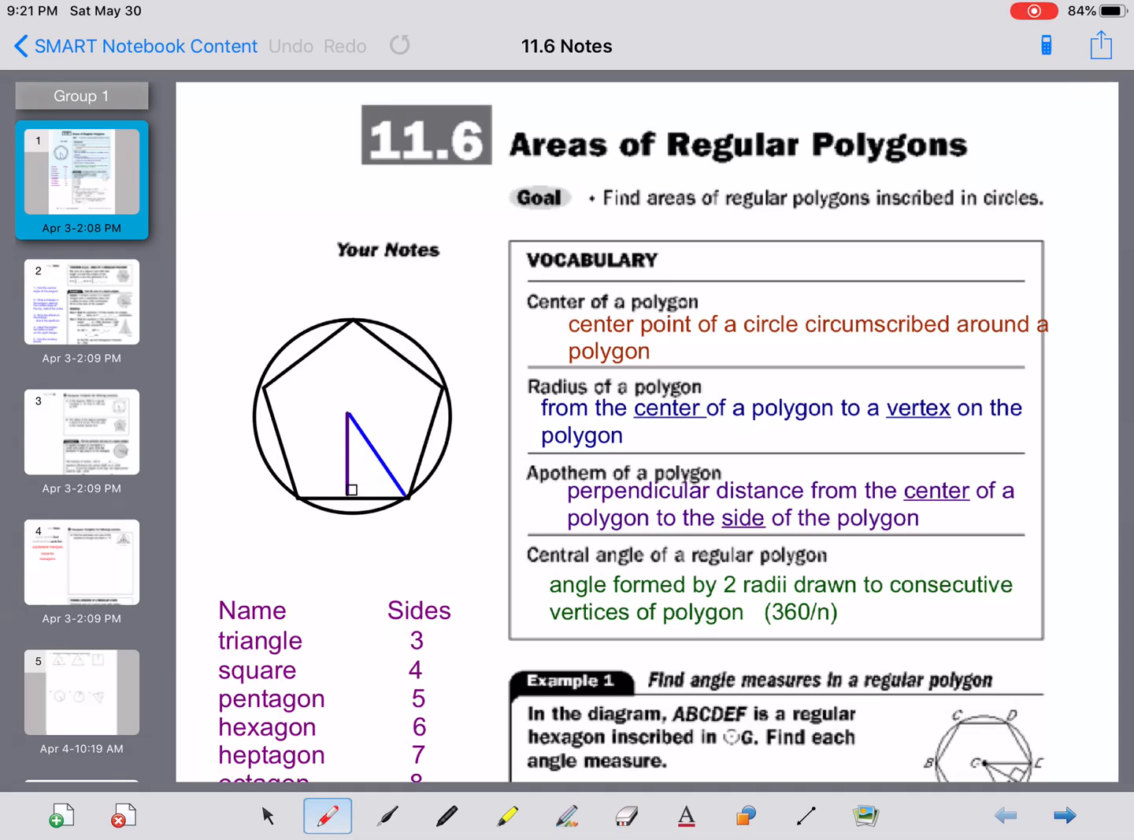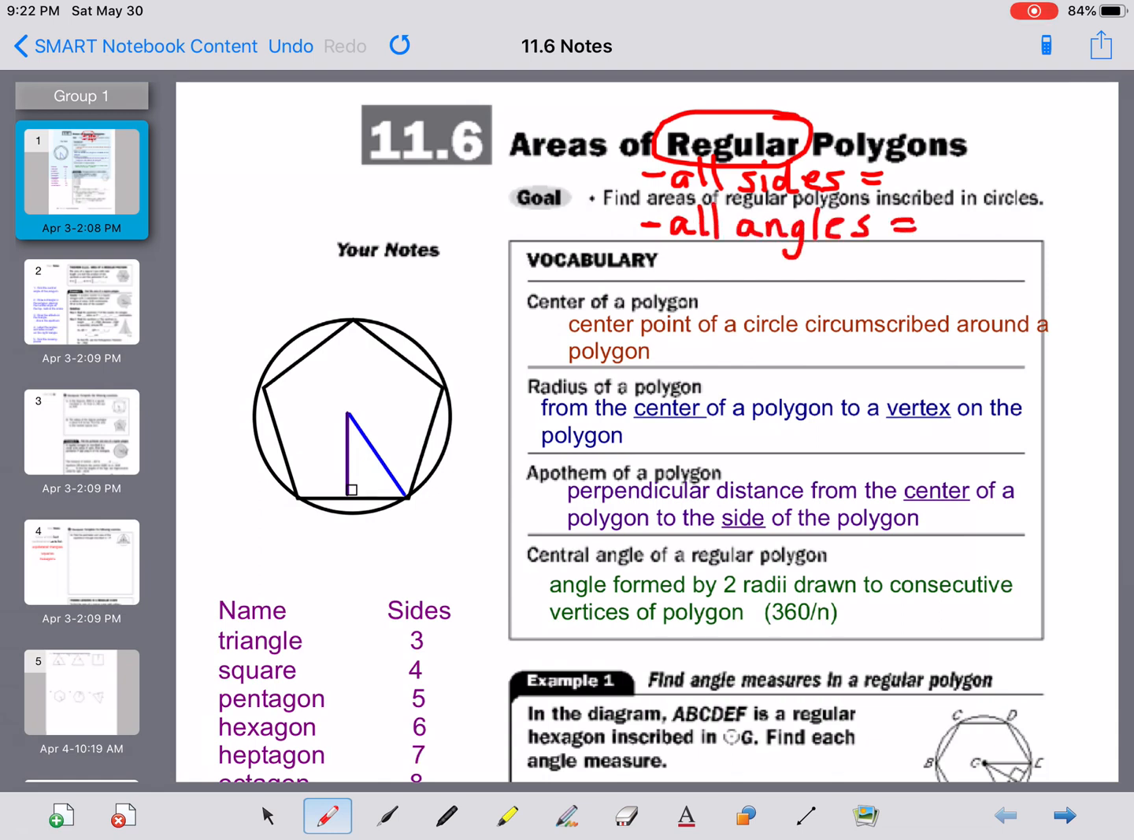11.6 Areas of regular polygons. And once again, this little word pops right in here, but we need to remember that little word has a lot of meaning. If we're talking about regular polygons today, quick reminder, that means all my sides are equal. And that means all my angles are equal.